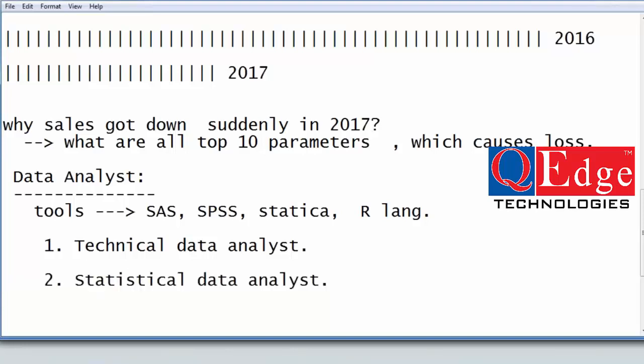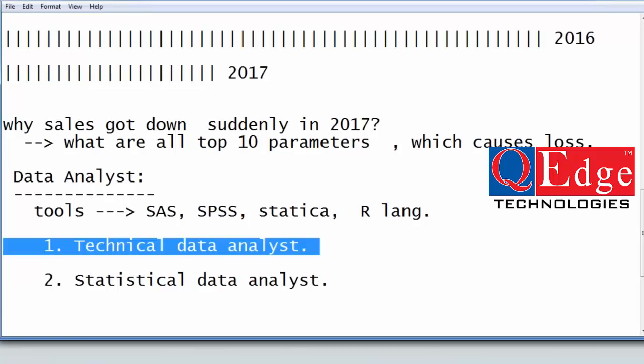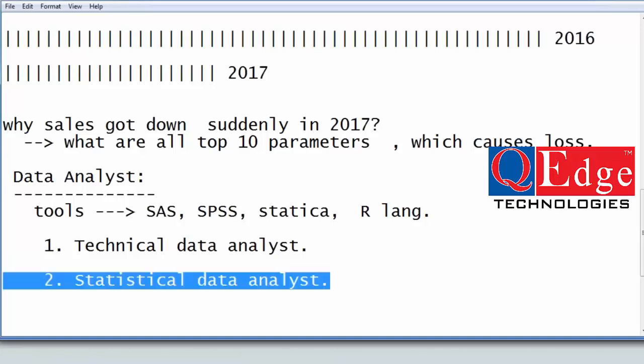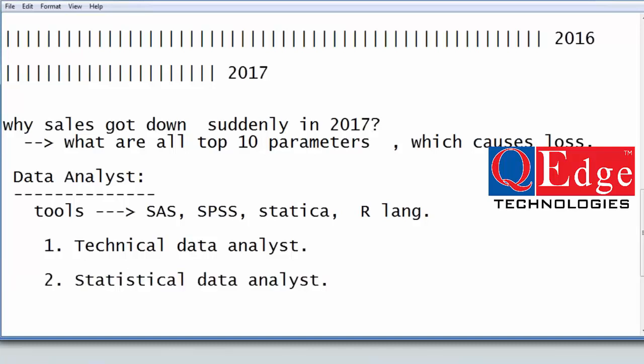So now, step by step, we try to understand what the limitations of this technical data analyst are, and in what way data science is going to provide the solution. And finally, the existing problems of the statistical data analyst, and what the solutions are under machine learning, that means in data science, machine learning or deep learning or AI systems like that. Okay, these things we understand now. Now I am going to take the limitations of the technical data analyst.